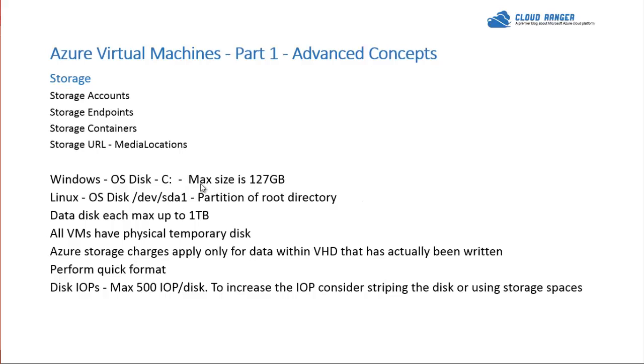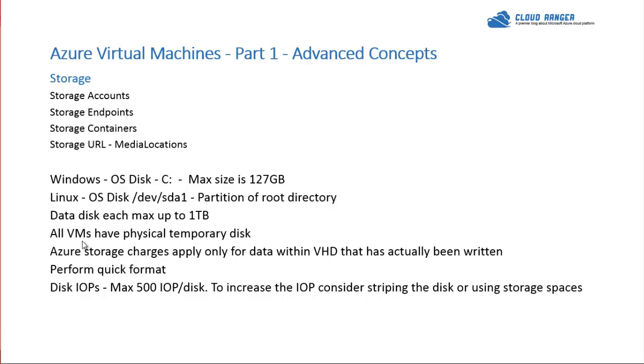You're good. So the OS disk in Windows is the C drive. In Linux, the OS disk is actually dev/SDA1. That's the partition of the root directory if you're going to work on Linux. The data disks are the disks that you can add additionally to your virtual machine. So you can actually go and create a data disk, drive E, and you have to remember that each data disk can go up to 1 terabyte. So this is not your operating system disk, this is for your data.